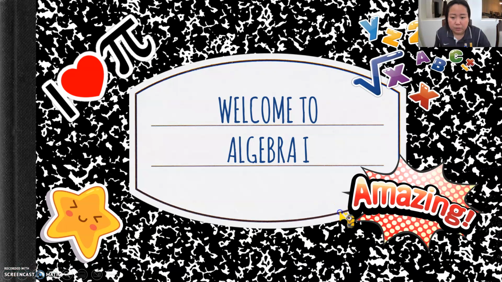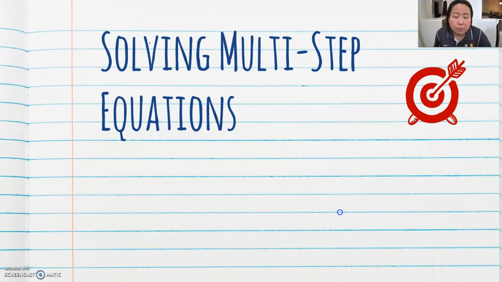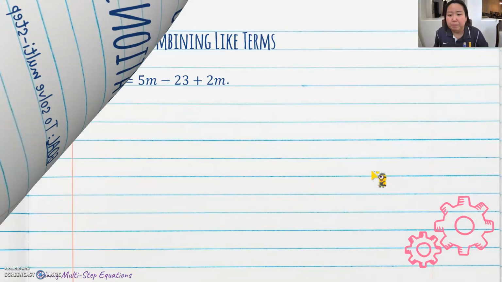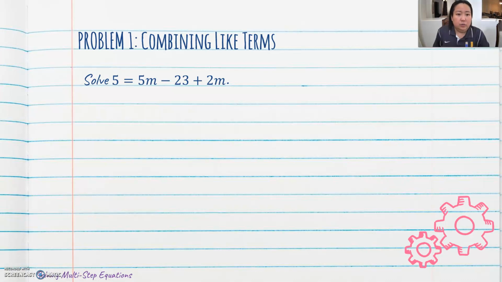Hi everybody, so let's continue our discussion on solving equations, and this time we will be working on solving multi-step equations. So our goal is to solve multi-step equations in one variable. All right, so let's start with our first problem. Here we need to use our combining like terms technique. So we need to solve for 5 equals 5m minus 23 plus 2m.